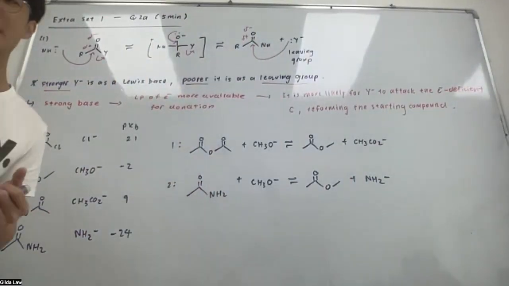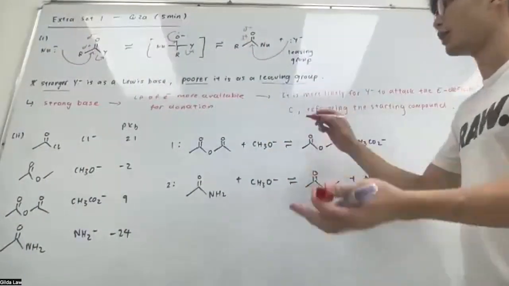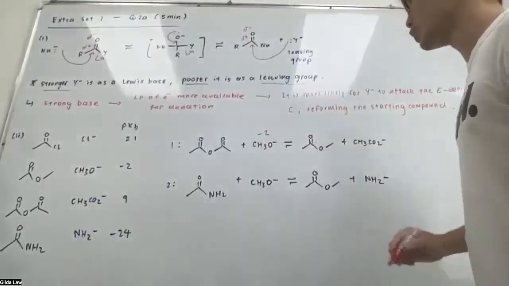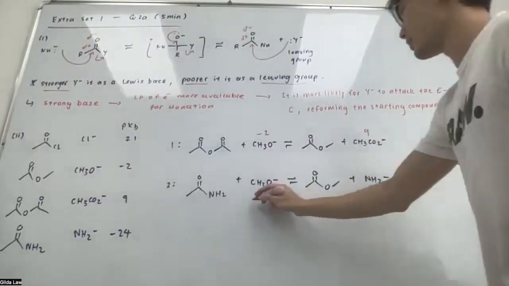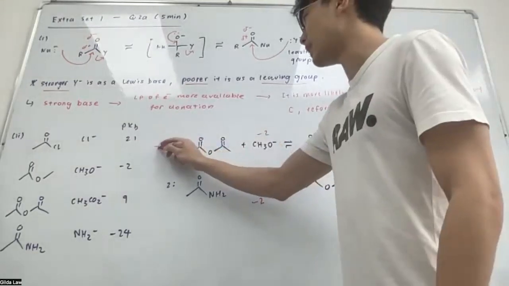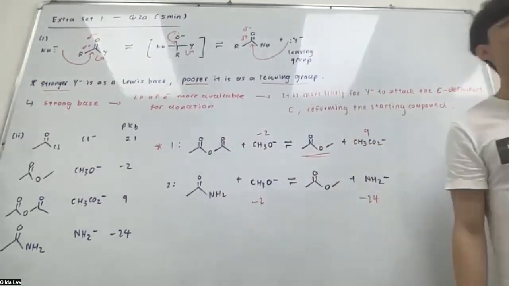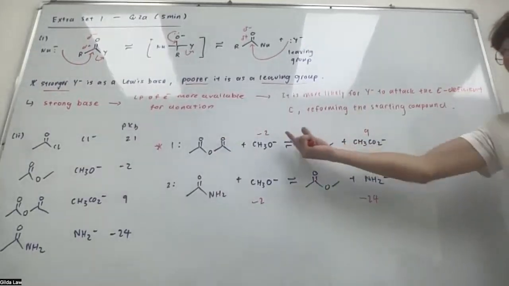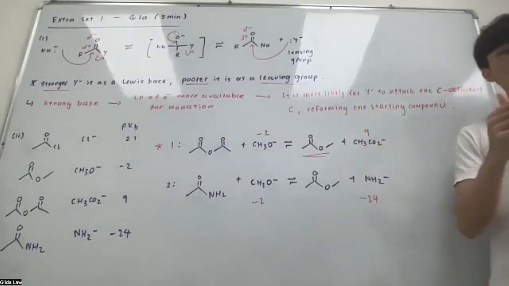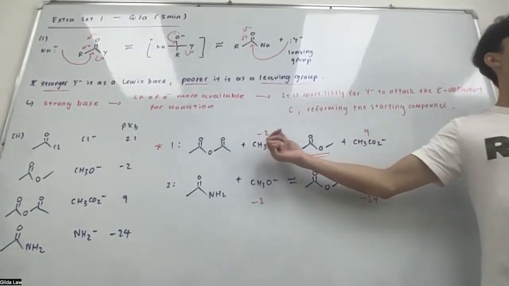They ask us to compare pKb, and the pKb values are all given to us. I'm just going to write all the pKb values here. This is -2, this is 9, this is -2, and -24. They're saying that reaction 1 is better because it will produce this one better. But how does that work? You compare the first reaction. What's the difference between the pKb values? This one is lower, right?